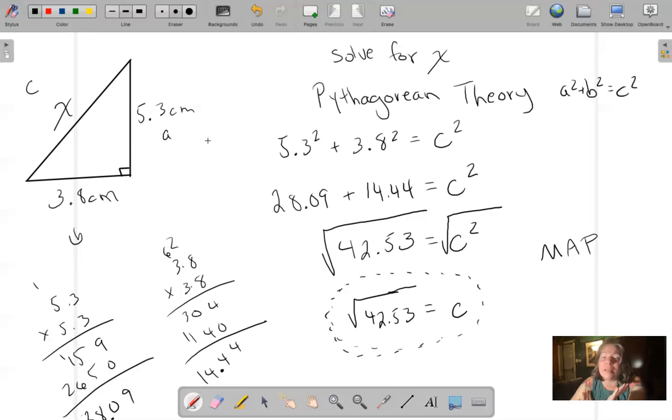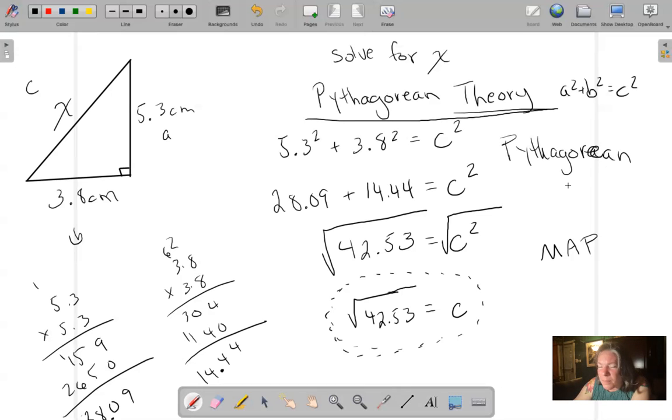Okay, that is the entire lesson for now. The Pythagorean theorem. Sometimes it is called the Pythagorean theorem, with an E. Sometimes you'll hear theory and sometimes you'll hear theorem. Same thing. A squared plus B squared equals C squared in a right triangle.